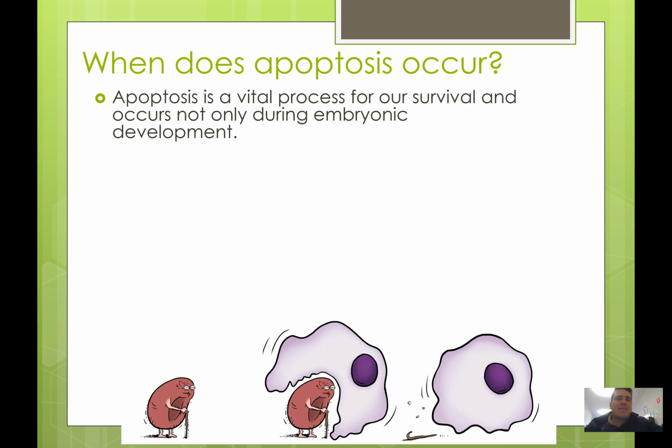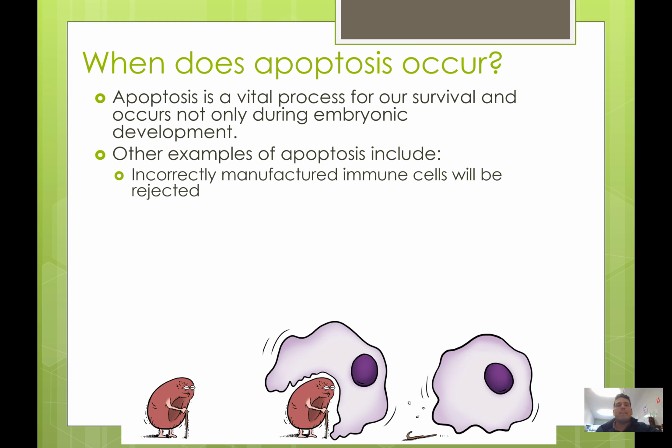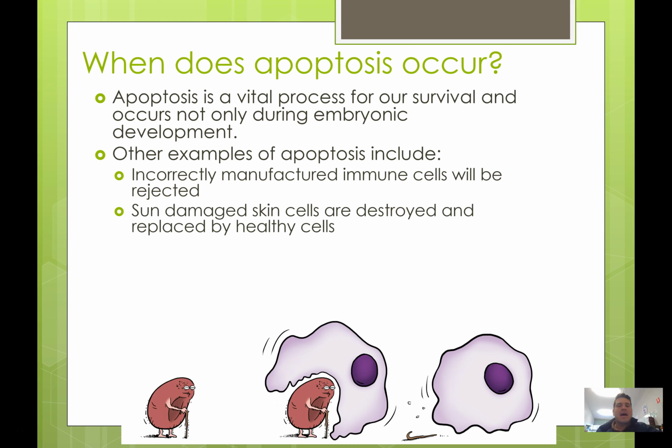So when does apoptosis occur? Apoptosis is really important for our survival and doesn't only occur during embryonic development, though it's very important then. Other examples: if you incorrectly manufacture immune cells, they'll be rejected. This is really important because this is how we get diseases that attack our own body if we can't destroy these immune cells that were made poorly.